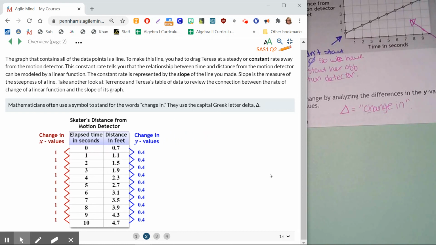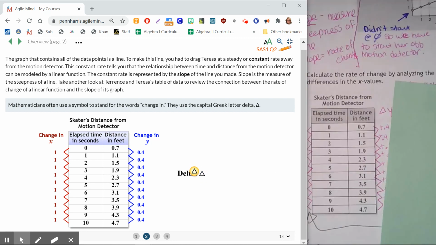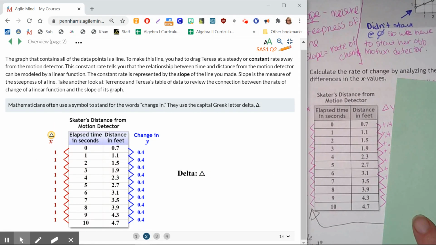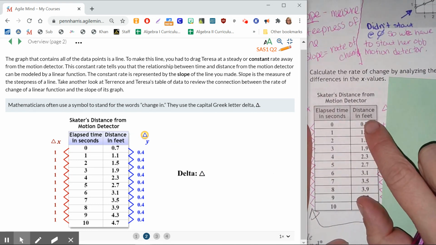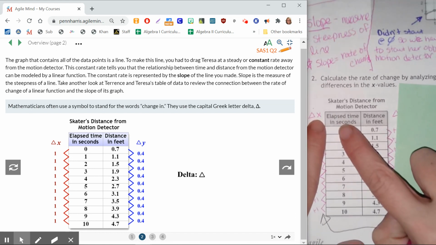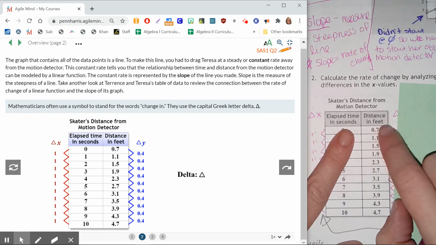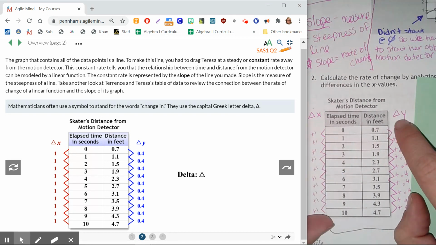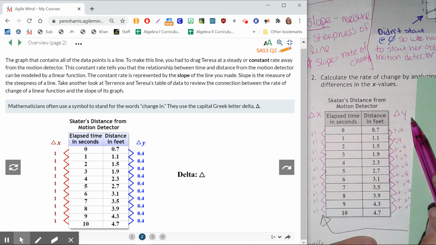Okay, so with this problem, I have the same table here that they have. Okay, they want us to find the change in each of these seconds and each of these points in feet. Well, guys, seconds are our x values. Distance in feet are our y values. So we're going to find the change in x and the change in y. We already know how to do this. We just did this all last unit.